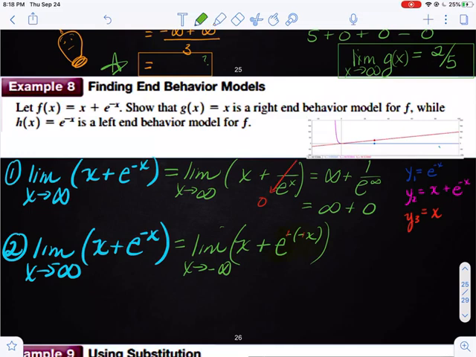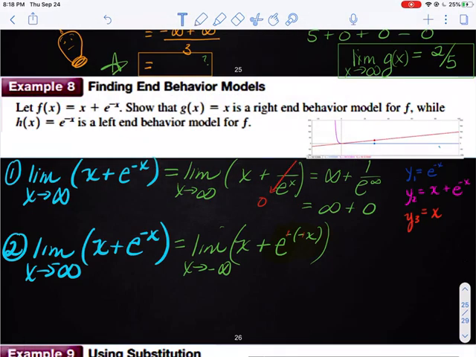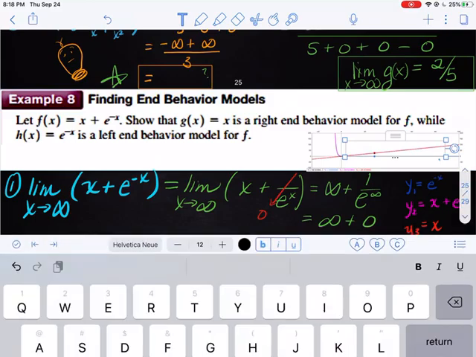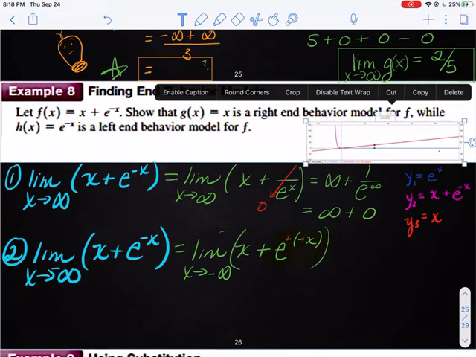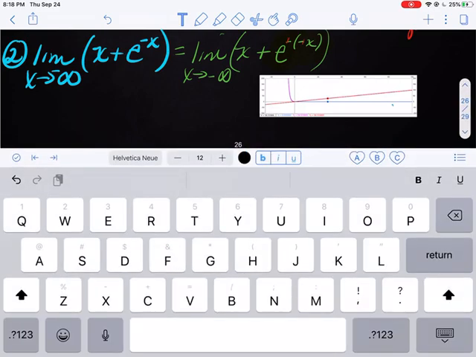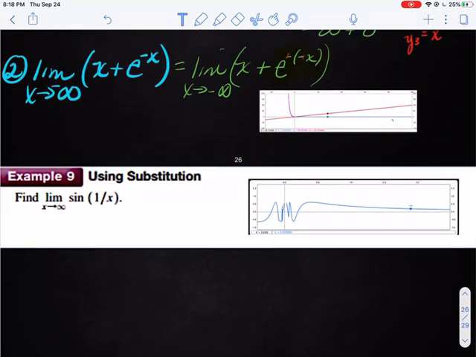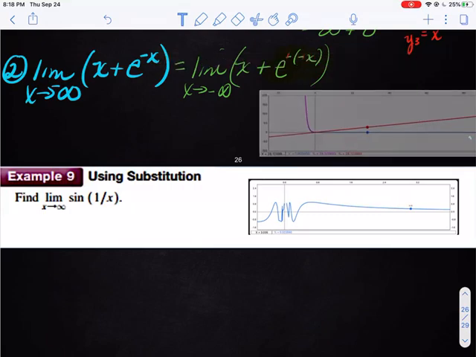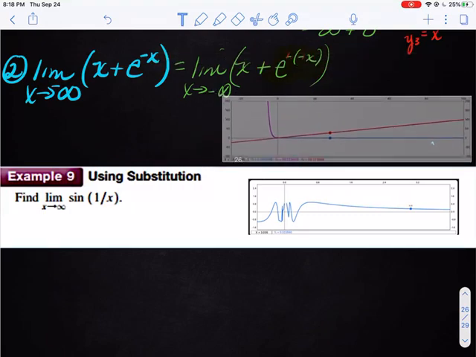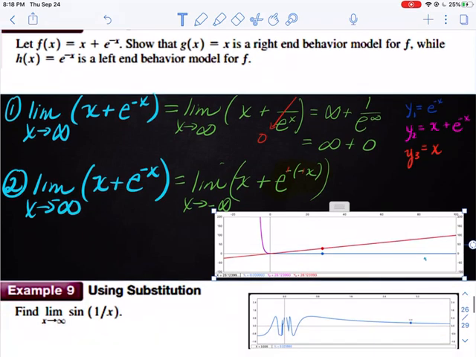Okay, so here's what the graph would look like. So the end behavior model, let me see if I can pull it all down here. It's jumping all around there. Okay, here it is. So you can kind of see what's going to happen, and here I have the colored graphs. You can see that I have them up here.